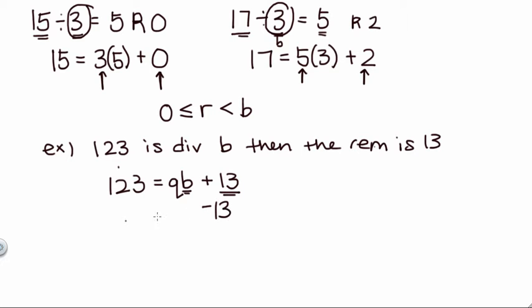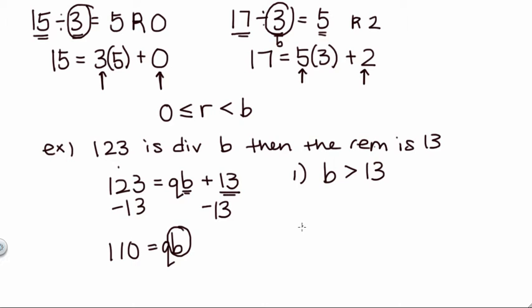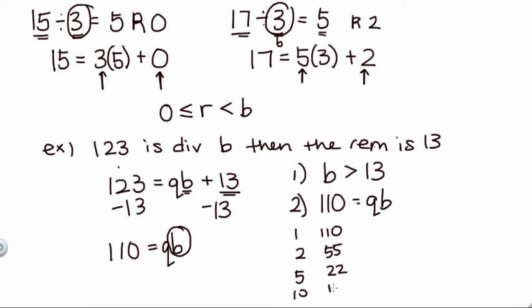So let's subtract 13 so that we're working with qb. We get 110 is equal to qb. And we're trying to find out what some of the possible b's are. One restriction that we have is that b has to be greater than 13. Right? It can't be smaller because this is the remainder after the division. And secondly, when you multiply two whole numbers, I need to get 110. Some of the possible ones that you can multiply to get 110 are 1 and 110, 2 and 55, 5 and 22, 10 times 11.